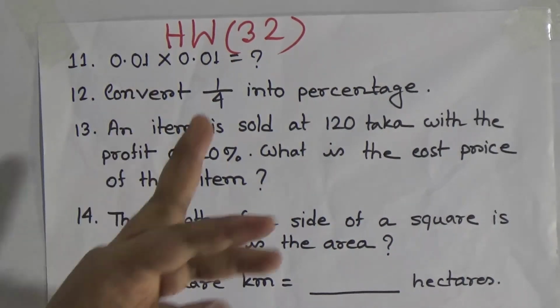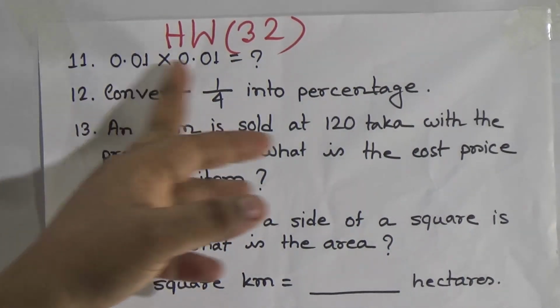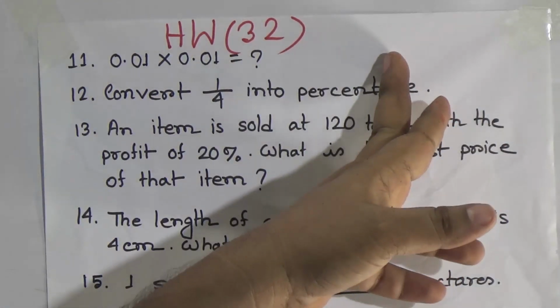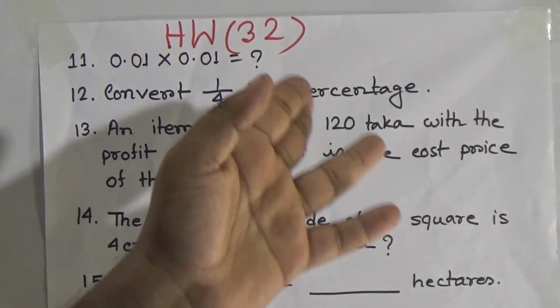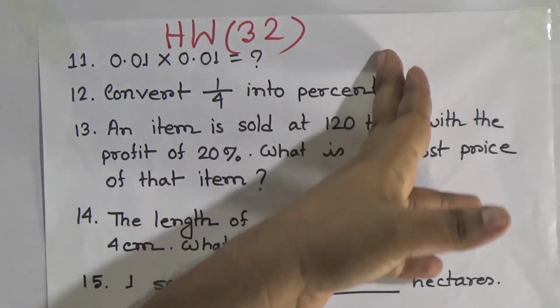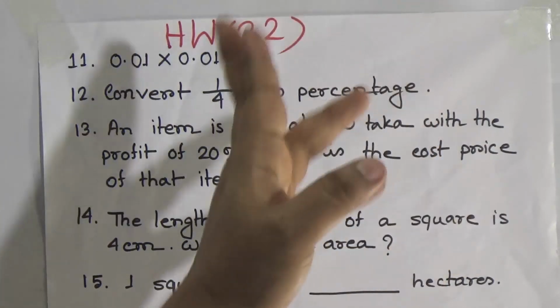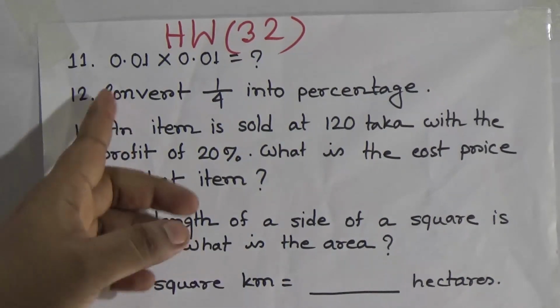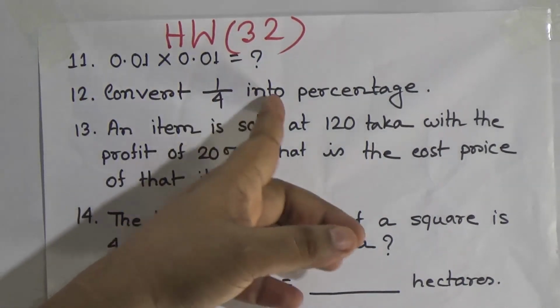For this reason, at first we multiply this number 1 with 1. That means 1 times 1 is 1. So 1 is one place, but we need to make 4 places after the point. For this reason, 1 is in the last place and the other places are 0. I hope you have understood. That means 0.0001. Next one, convert 1 by 4 into percentage.